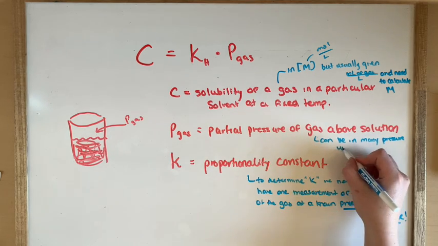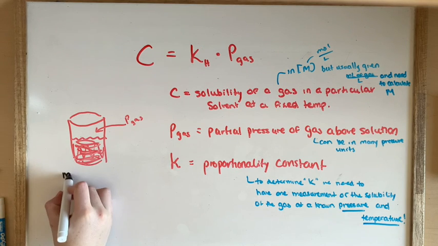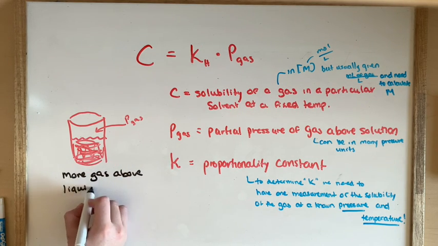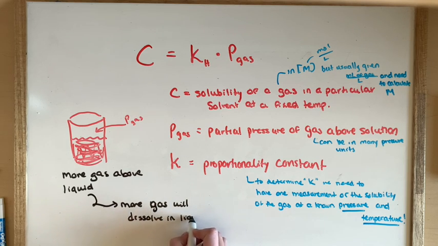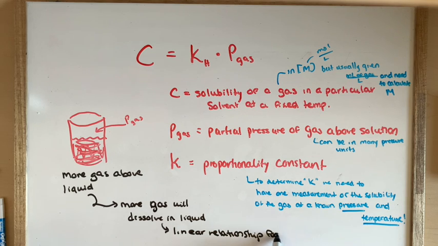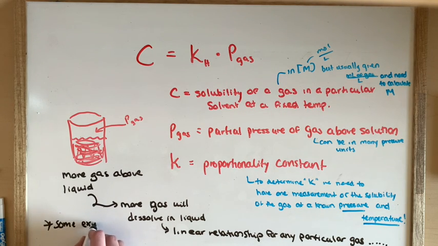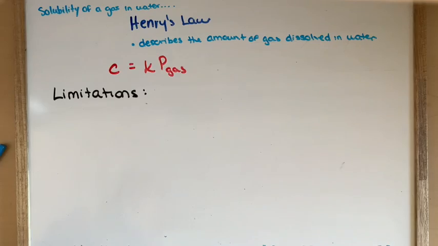Then P gas can be measured in various pressure units, like atmospheres or bars, for example. And again, the more gas above the liquid there is, the more gas will be able to dissolve in the liquid. And this relationship is linear for any particular gas, but as always, there are some exceptions.